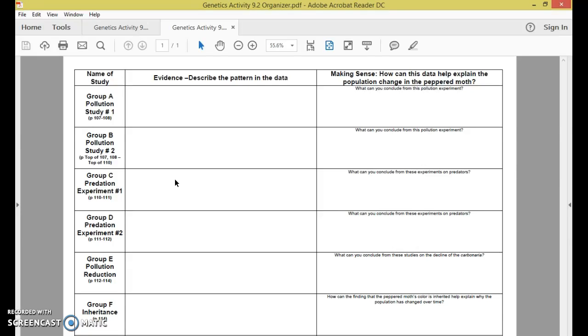So first I'd like to start by going over what you should have now in your activity 9.2 organizer that you can see on the screen. In both the evidence column and the making sense column, I'm hoping that this isn't going to take you a long time to make a lot of edits, that you can just listen to the answers that I go over and make any small changes that you need to. Please pause the video and feel free to rewind if you need to hear something again.